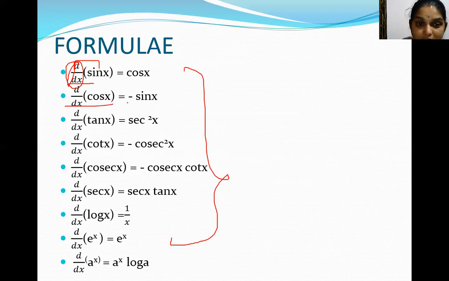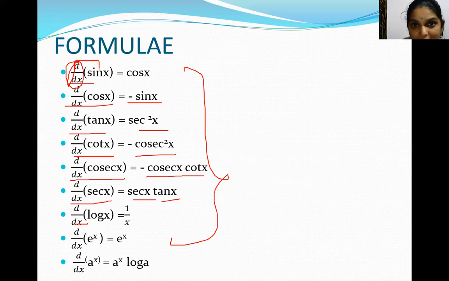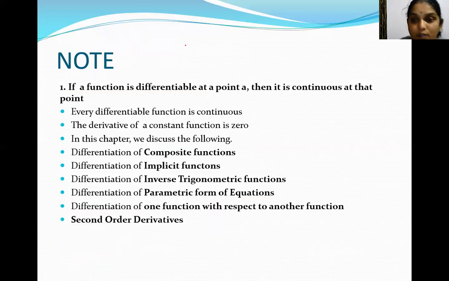d by dx of cos x is minus sine x. d by dx of tan x is sec square x. d by dx of cot x is minus cosec square x. d by dx of cosec x is minus cosec x into cot x. d by dx of sec x is sec x into tan x. d by dx of log x is 1 by x. d by dx of e raised to x is e raised to x. And d by dx of a raised to x, you know the difference. Here a may be 2, 3, 4, and so on. But here the log is compulsorily natural log. So the derivative of a raised to x with respect to x is a raised to x into log a.